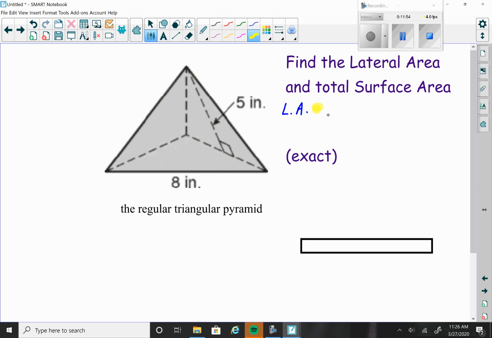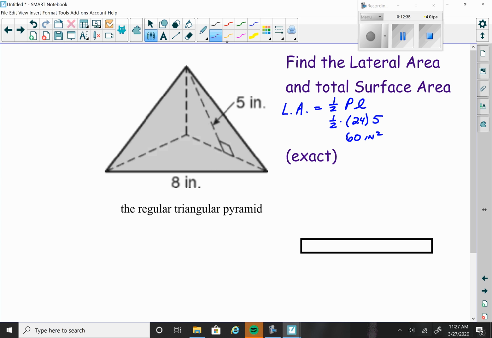Remember the formula for our lateral area? It's 1/2 times the perimeter times the slant height. So we're going to say 1/2 times my perimeter. So again, if it is a regular triangle, that means that it has all the side lengths the same. That base is a regular triangle. So if this side is 8, this side is 8, this side is 8. So 8 times 3, that's going to give me the perimeter of the base to be 24. And then the slant height they gave me, that was 5. So 1/2 times 24 times 5, that gives me 60 inches squared. 60 inches squared.